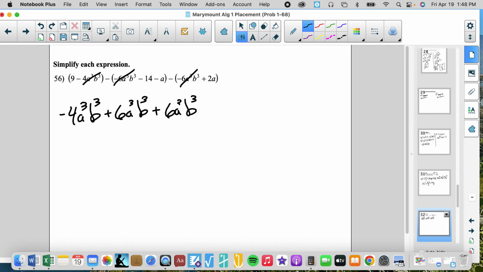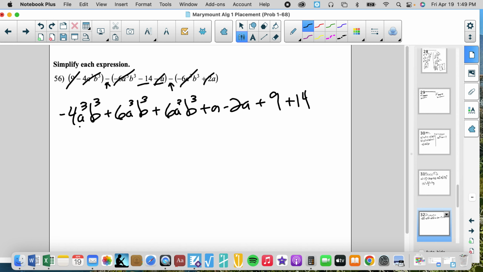That's done. I changed the sign because of this negative and that negative. And now, what's my next a's? So that's going to be positive a. That's done. This is going to be negative 2a. That's done. And now I only have constants. So I have my 9 that is unaffected, and my negative 14, which now becomes positive 14.